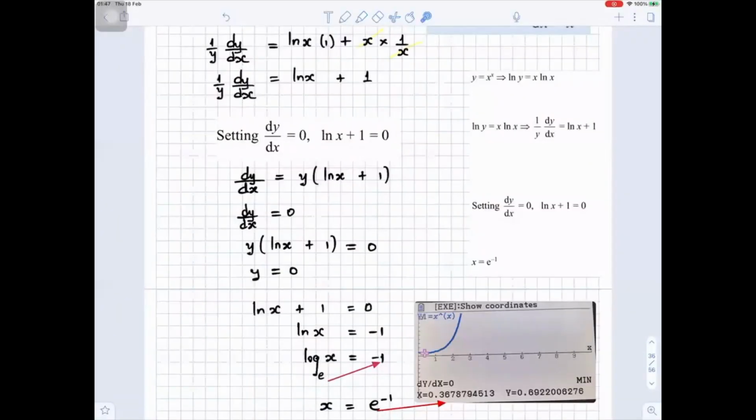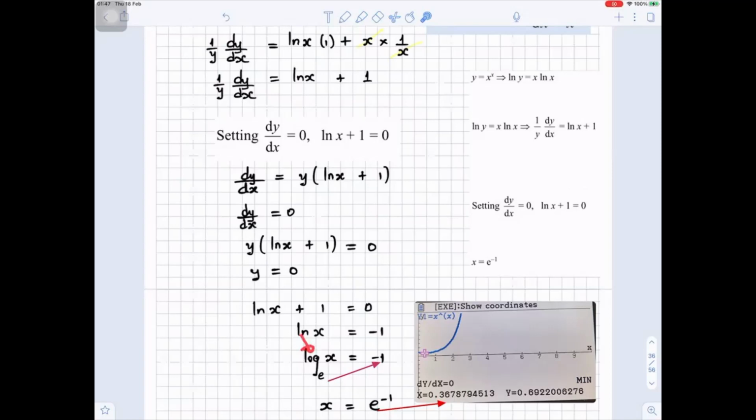So the next thing we said, dy over dx equals 0. So that means if you take the y to the other side, y times ln x plus 1 equals 0. So either y equals 0 or ln x plus 1 equals 0. So ln x will be equal to minus 1.